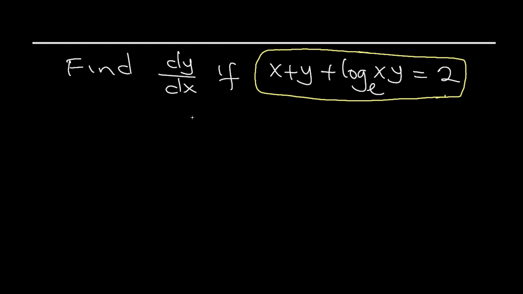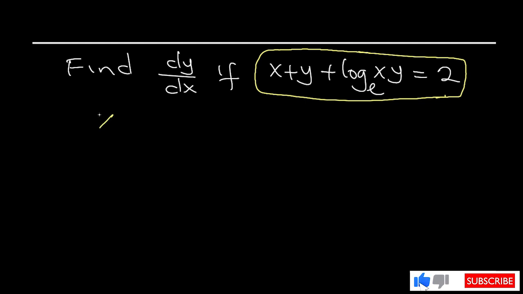Yeah, we're trying to find dy/dx, that's the derivative or differential coefficient, of this equation: x plus y plus the natural logarithm of xy, I mean x times y, equal to 2. In this case, we're going to use implicit differentiation because we don't have a single variable. So we're going to use implicit differentiation.